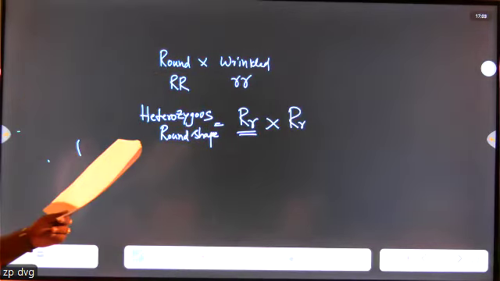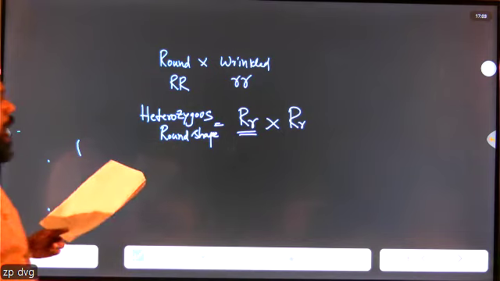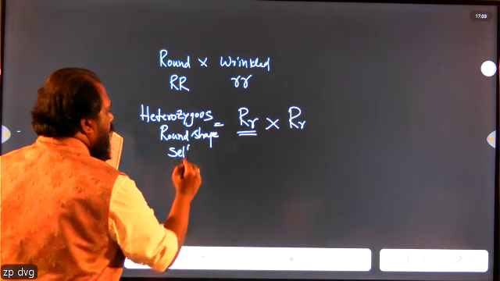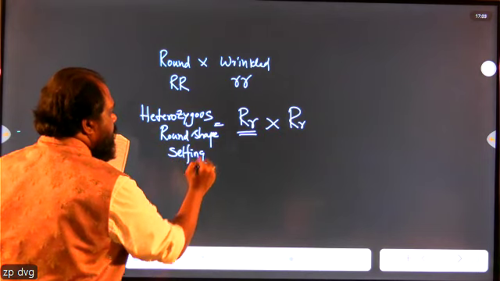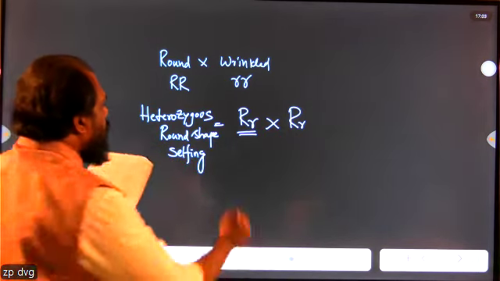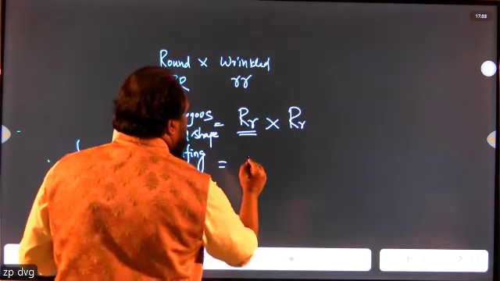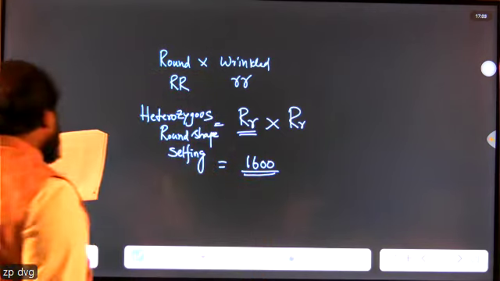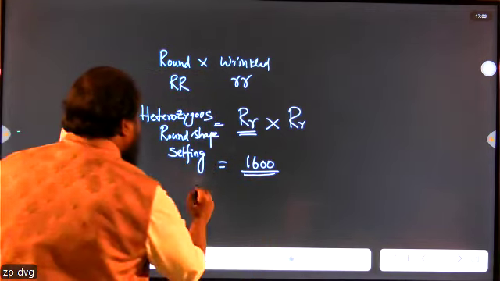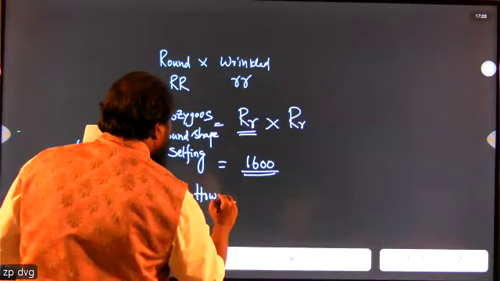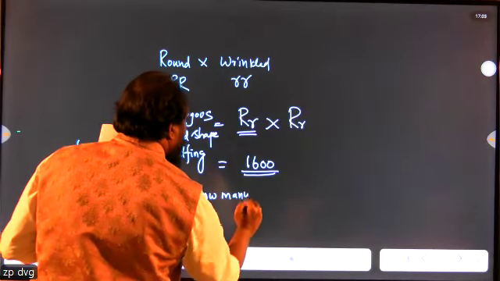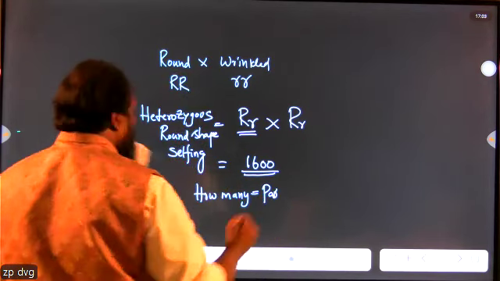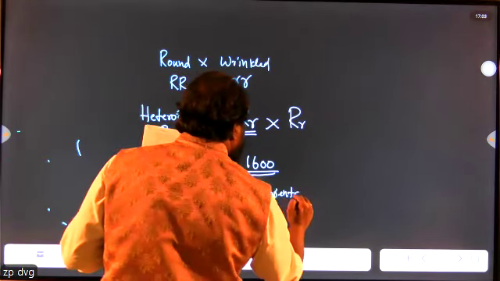Okay. What have they done? The seed is selfed. This is called selfing. Capital R, small r crossed with capital R, small r. Now, how many seeds are produced? 1600 seeds are produced. What do you have to find out? You have to find out how many seedlings will have the parental phenotype.